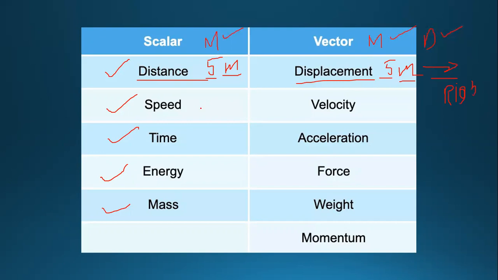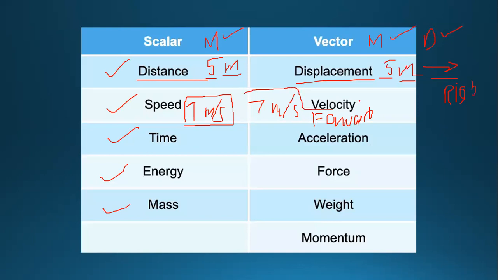Same is the case with speed. Now in speed, let me say 7 meter per second. This is your speed. But velocity will be 7 meter per second in the forward direction. Speed was only 7 meter per second. If I write the same thing as velocity, it becomes 7 meter per second in the forward direction, which gives you the value of a vector quantity. Time is again a scalar quantity. Can you ever tell someone that the time is 4 p.m. downwards? No, we don't describe time like that. Time has no direction. Same is the case with energy and mass as well.